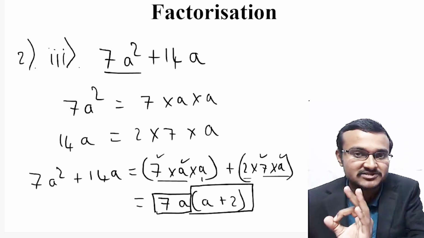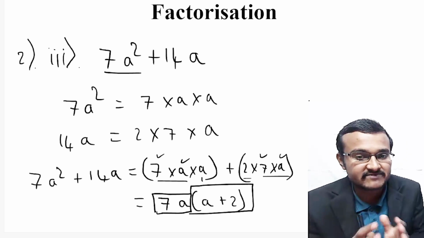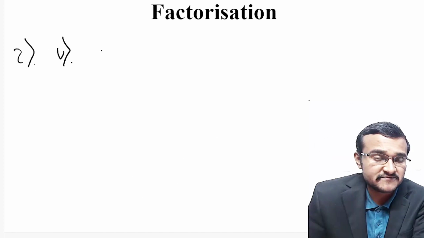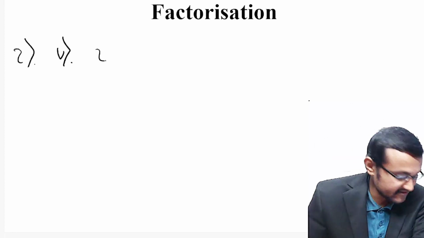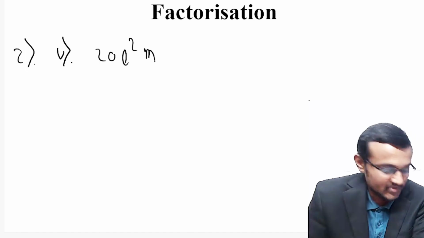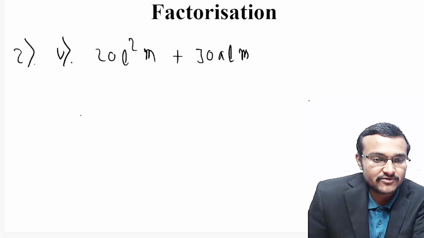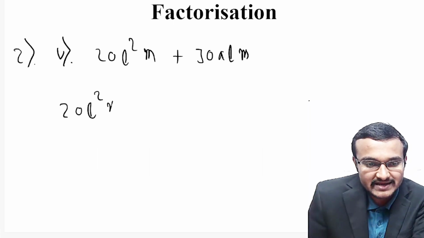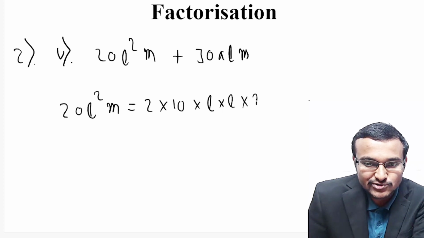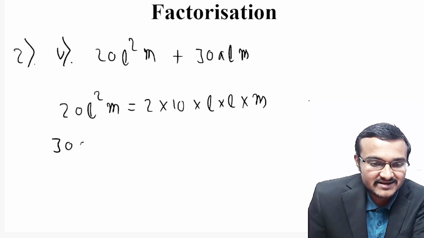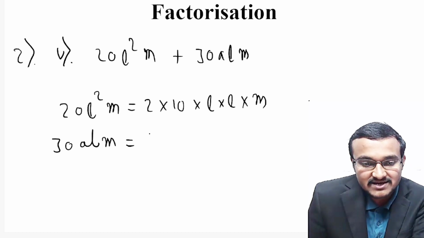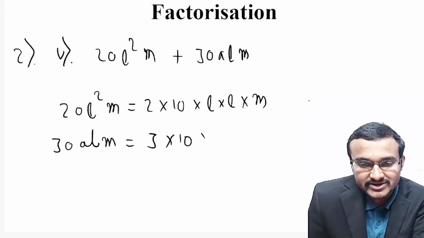So 7a into a plus 2 will be the factors for 7a square plus 14a. Coming to the fifth question in this particular second question, there they have given 20l square m plus 30alm. Now you can write this 20l square m as 2 into 10 into l into l into m, and this particular 30alm can be written as 3 into 10 into a into l into m.